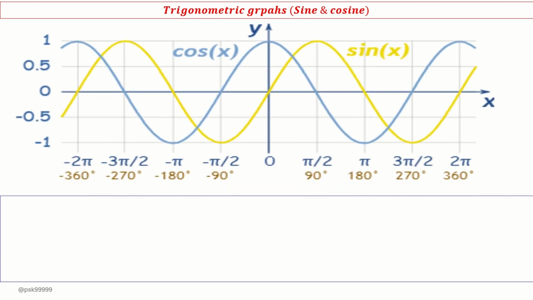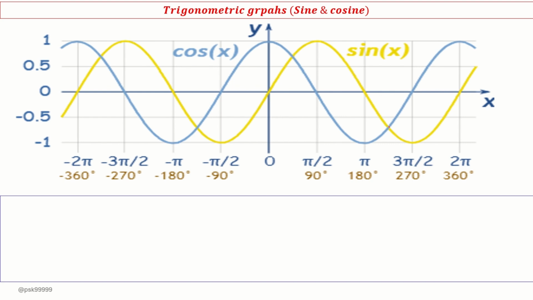Next, if sine and cosine are drawn together, they look like this. You can clearly see there is a shift of pi by 2, correct? A pi by 2 shift, 0 to pi by 2. There is a 90 degrees shift in both the curves. One more thing you should observe is where both the curves meet. Both are the same at 45 degrees, that is pi by 4. At pi by 4 they are the same, and also at 3 pi by 4.